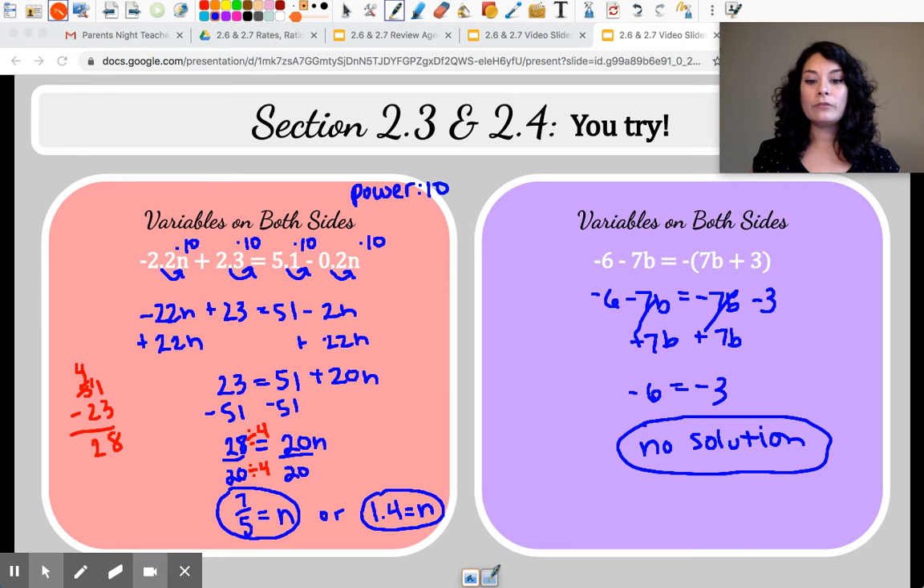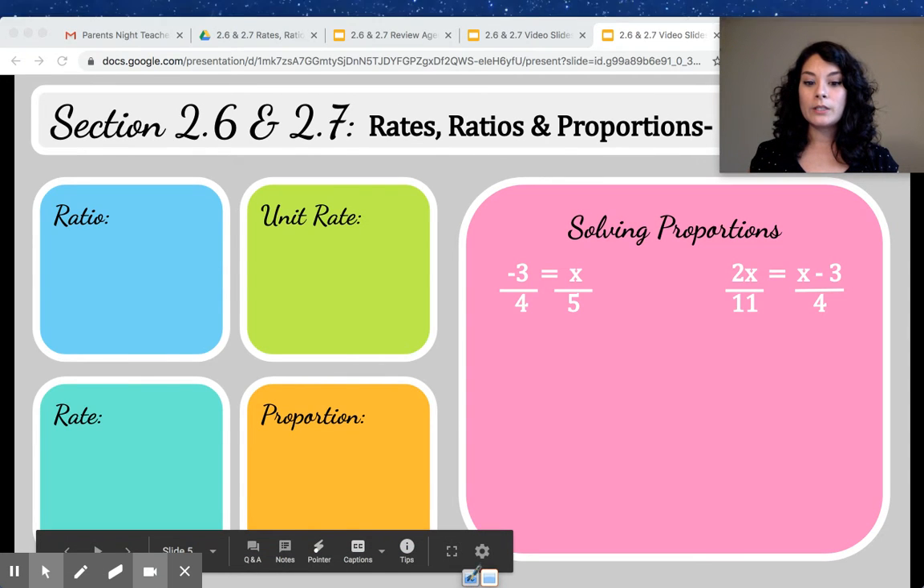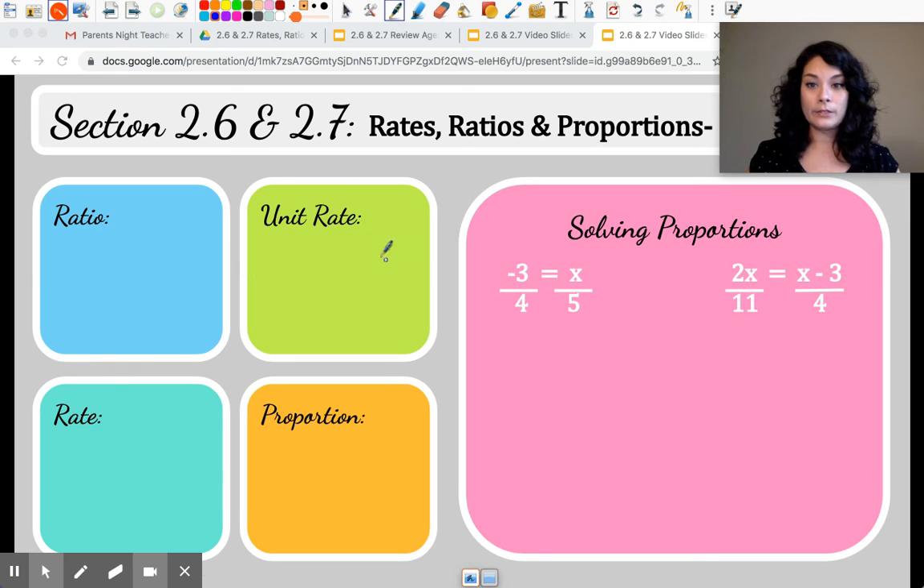Okay, so now that we've kind of reviewed solving equations, let's actually get into the real meat and potatoes of the lesson, which is all about rates, ratios, and proportions, and more importantly, how to solve a proportion. So a ratio, you may want to write down in your notes a quick definition. A ratio is a comparison of two or more quantities.